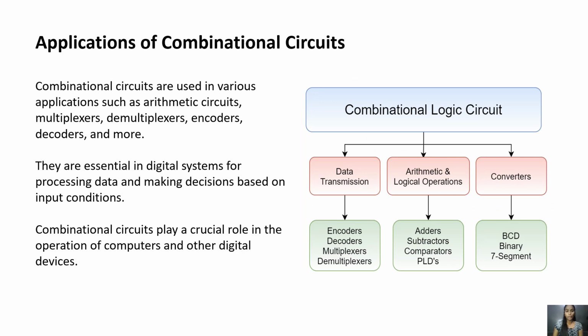Applications of combinational circuits. Combinational circuits are used in various applications such as arithmetic circuits, multiplexers, demultiplexers, encoders, decoders, and more. They are essential in digital systems for processing data and making decisions based on input conditions. Combinational circuits play a crucial role in the operation of computers and other digital devices.